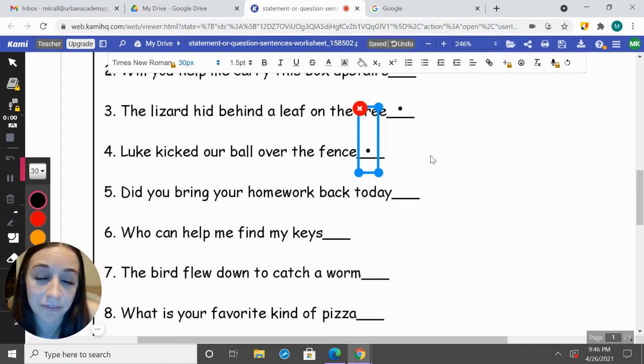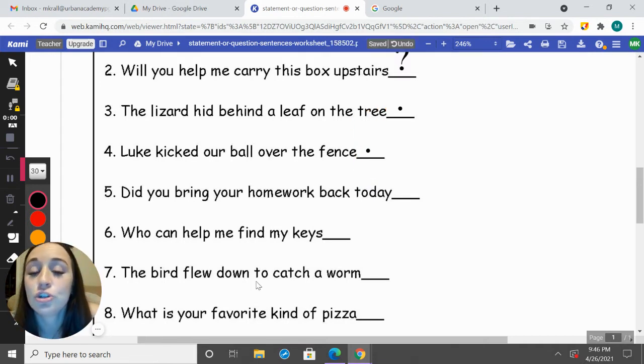Let's look at number 5. Did you bring your homework back today? This sentence starts with a capital letter, has a complete thought. Now let's solve the punctuation. Is this sentence asking us something or is it telling us something? Again, I want you to go ahead and shout it out. Is it a question, asking us, or is it a statement telling us?